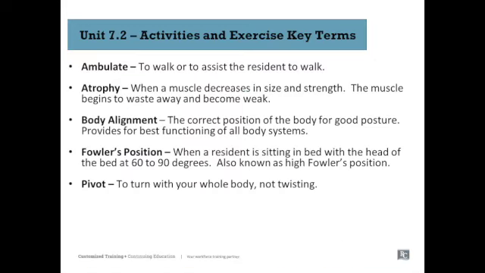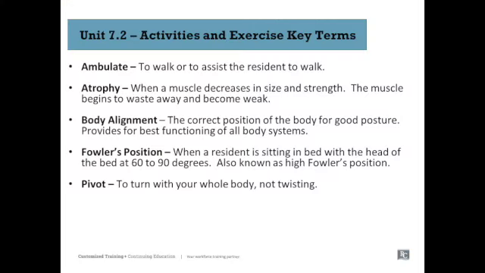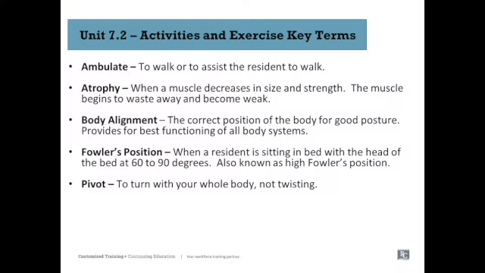Unit 7, Section 2. This is the key terms for Section 2. Our first term is ambulate. To ambulate means to walk or to assist our residents to walk. Our second term is atrophy. Atrophy is when a muscle decreases in size and strength, and that muscle becomes weaker.